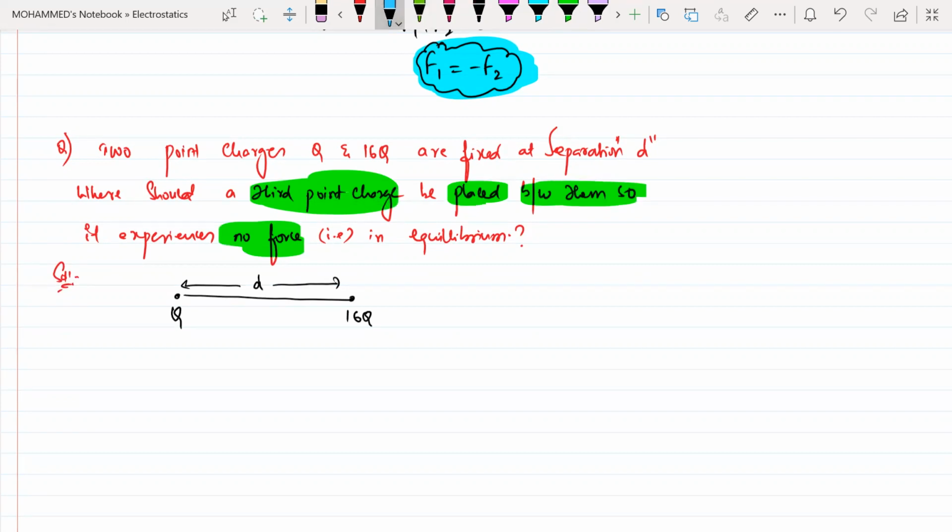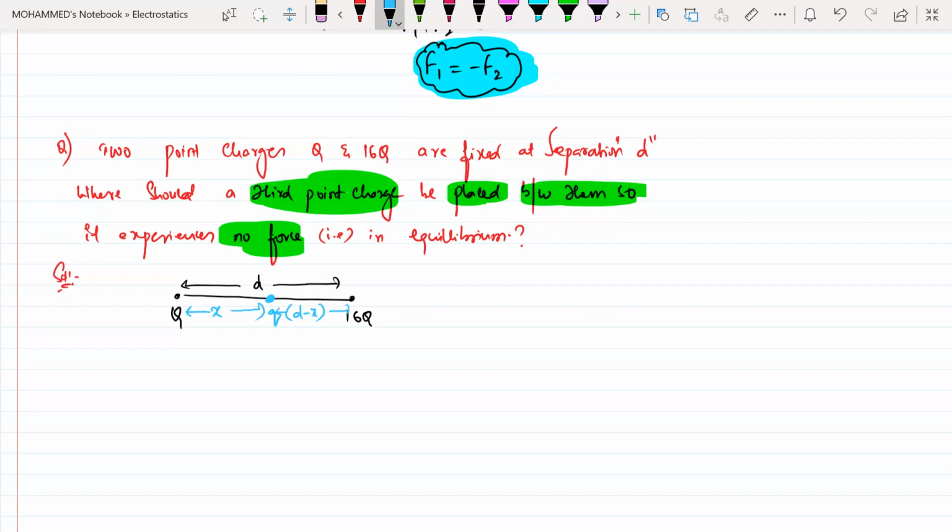That means somewhere in between them I'm keeping it. I don't know where I need to keep it. Say somewhere I'm keeping it here, and I'm giving this one the name small q. Say from capital Q it is at a distance of x, then from capital 16Q, this will become D minus x.